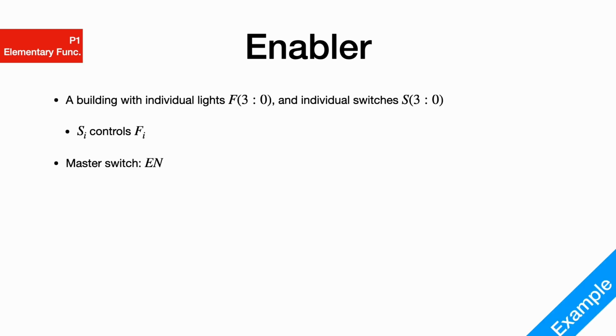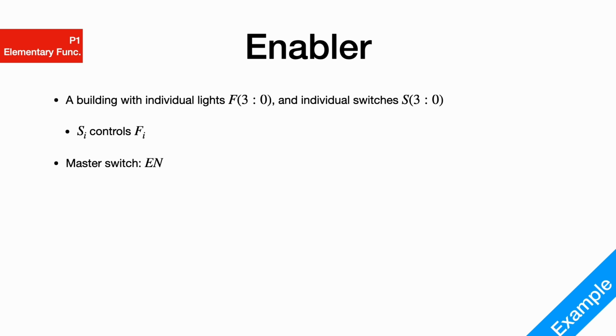The usage of a function such as an enabler is in cases where you want a master switch. One such example, let's say you have a building with 4 different individual lights from f sub 3, f sub 2, f sub 1 to f sub 0. And each of the lights can be controlled by individual switches, S sub 3, S sub 2, S sub 1, and S sub 0. Obviously, in separation, the individual switches should be able to control the individual lights. So S sub i, the switch, will control the light of f sub i.